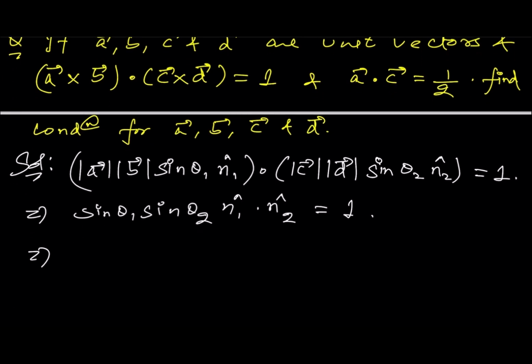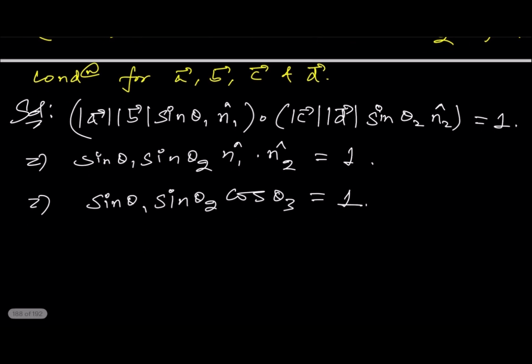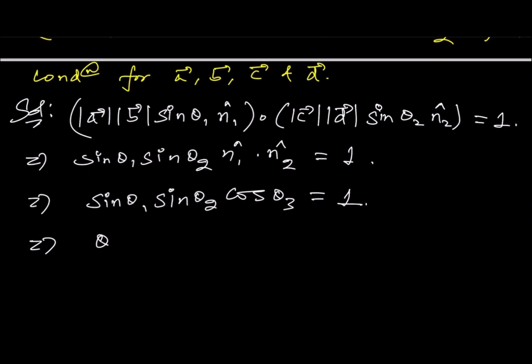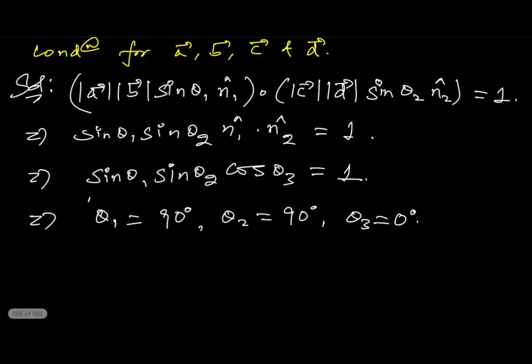Again expanding n1 dot n2, this will be mod n1 mod n2 cos theta 3, which is 1. So right hand side is 1. So theta 1 can be 90 degree, theta 2 can be 90 degree and theta 3 is 0 degree, right?